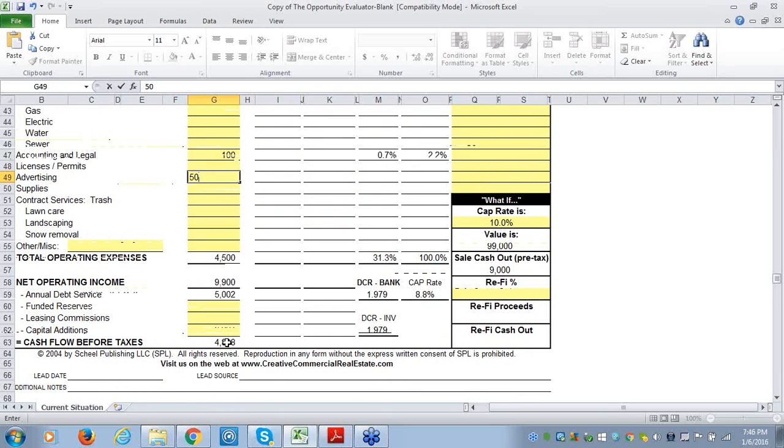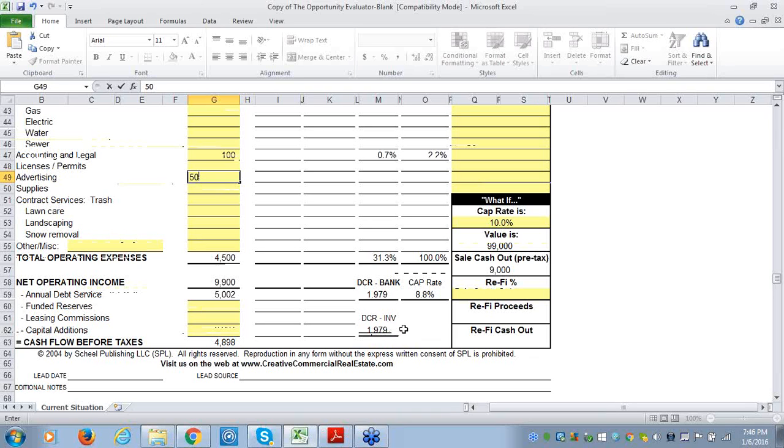So there's some good news and bad news here, okay? Good news is this. Your debt coverage ratio, which means the amount of income that's available to pay for debt service, this is what the bankers look at, is high. 1.979 is very high.